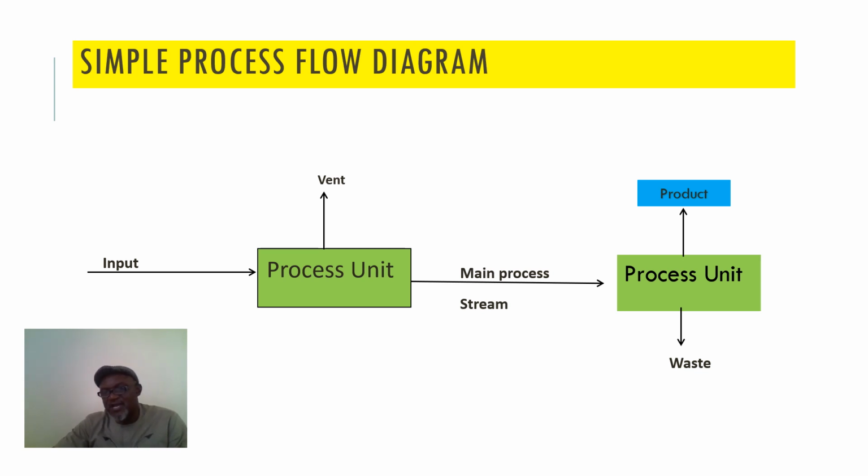We can also have byproduct. This is a very simplified process flow diagram. You can also have a process flow diagram where you have a bypass. You have a bypass stream. You have purge operations, and so on. But this just gives a picture of a very simplified process flow diagram.